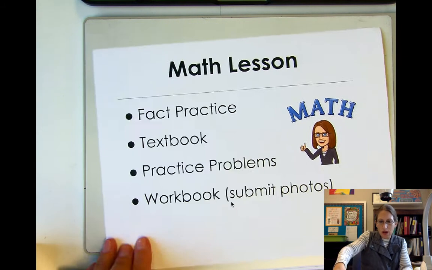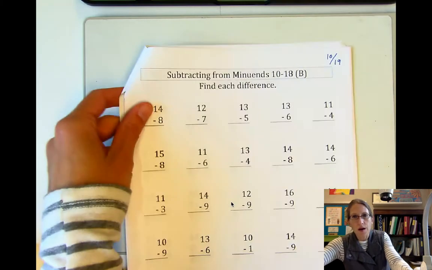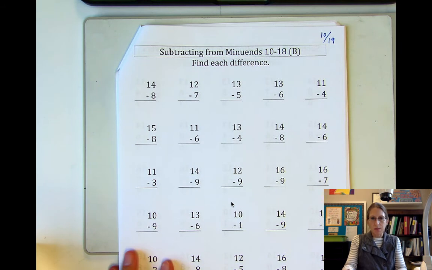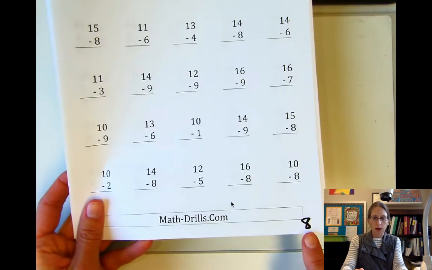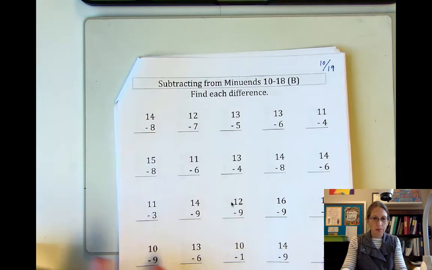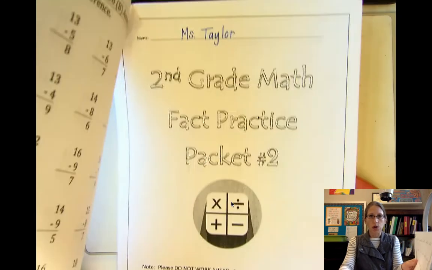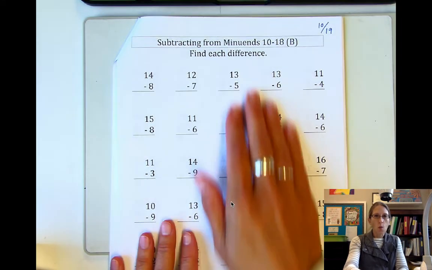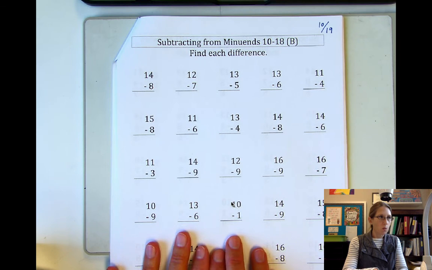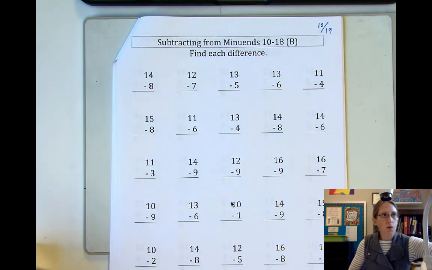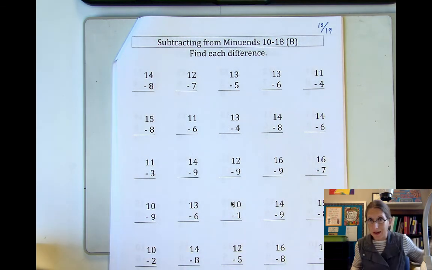All right, so let's get started on our fact practice. This is on page 8 for today. We're working on page 8, and we are in our fact practice packet number 2, which looks like this. Remember our goal for one page is to finish this in 1 or 2 minutes. If 1 or 2 minutes is not very challenging for you, try 30 seconds.